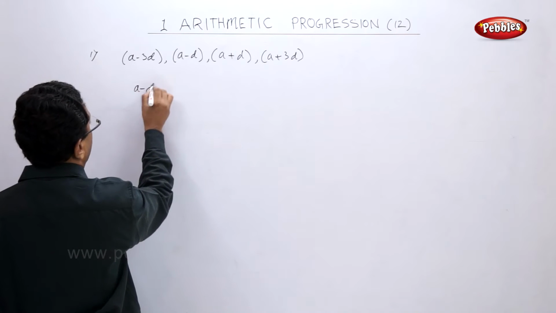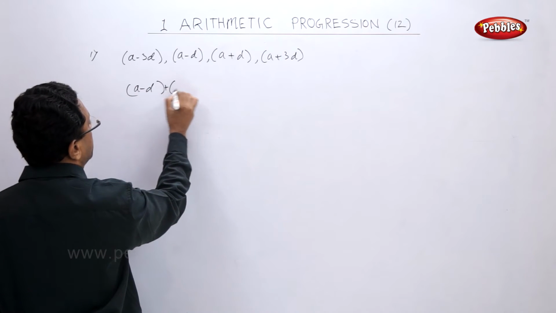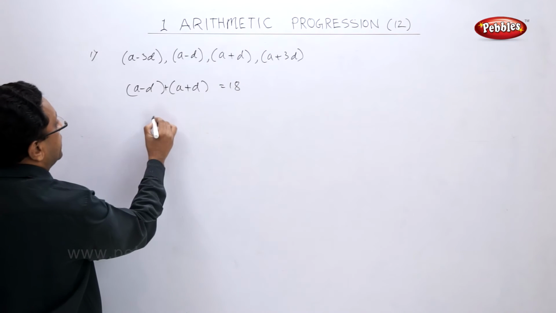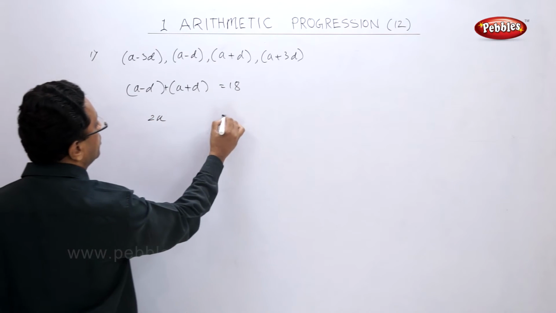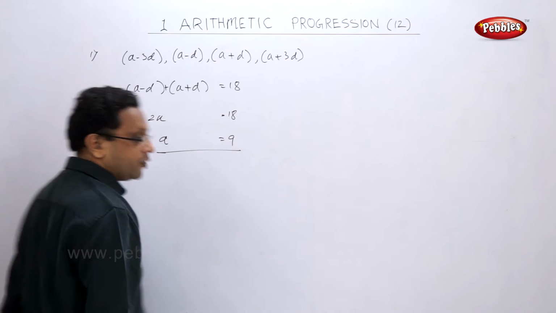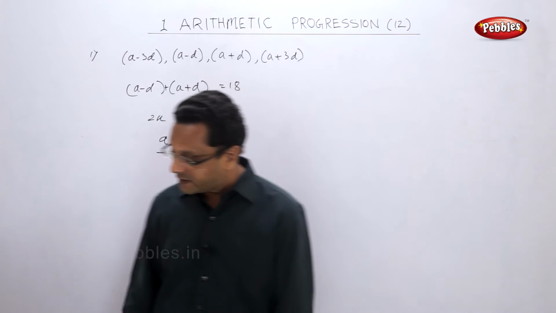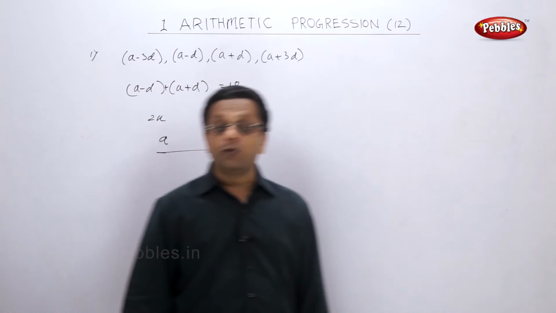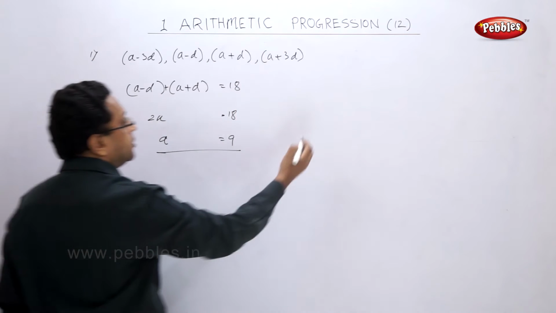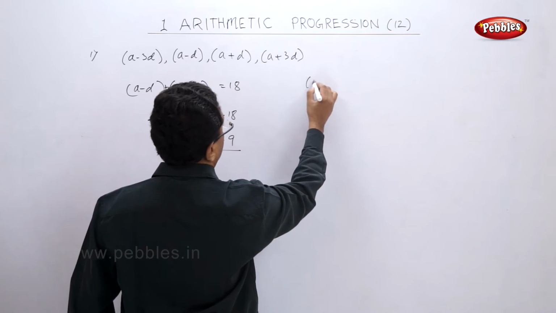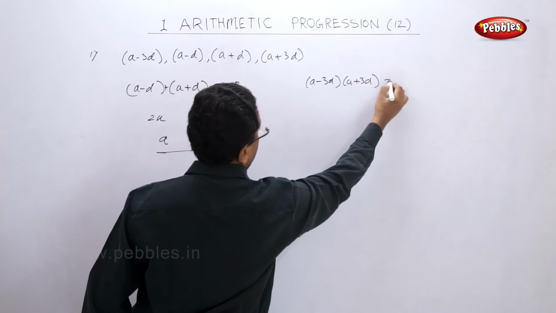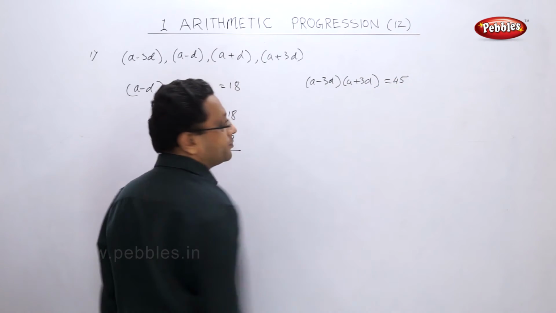So first we get a minus d plus a plus d is equal to 18. The d will get cancelled, so we have 2a is equal to 18. So a is equal to 9. First we got this. Then they say the product of the two extreme terms, meaning the two corner terms, is 45. So a minus 3d times a plus 3d is equal to 45.